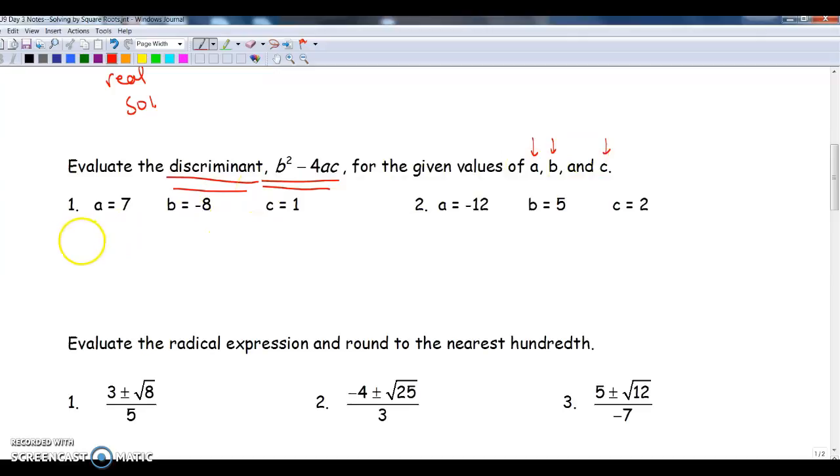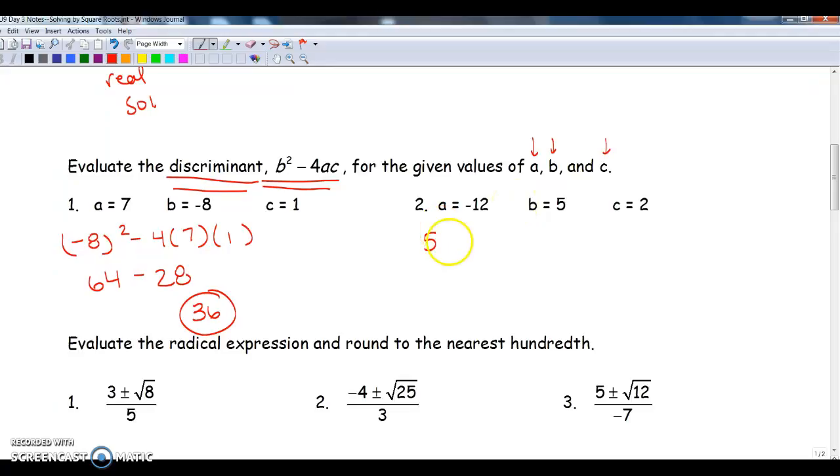So like b squared, you got negative 8 squared minus 4 times a, which is 7, times c, which is 1. And then you do negative 8 squared, that's 64, minus 28, and then you're going to get 36 for your answer. Same thing with the other one. You would just do b squared minus 4ac. So b squared, 5 squared, minus 4 times negative 12 times 2.